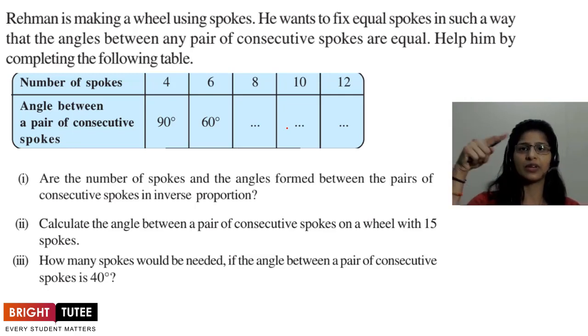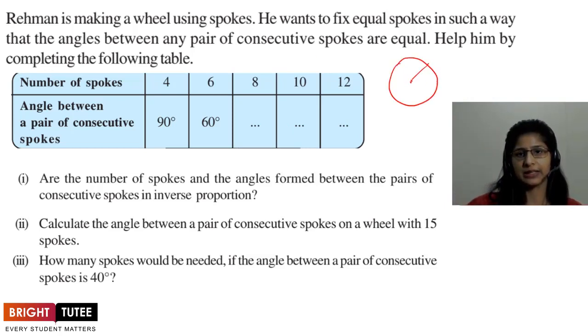There is a circular wheel, right? And those lines, the spokes, are attached in the wheel. So I'll just draw it out. It is something like this, okay, so these are the spokes. So what are they saying? That he wants to fix six equal spokes in such a way that the angle between any pair of consecutive spokes is equal. So here are 5. Suppose this is the sixth one. So like this, he is going to make the wheel. Now help him by completing the table.